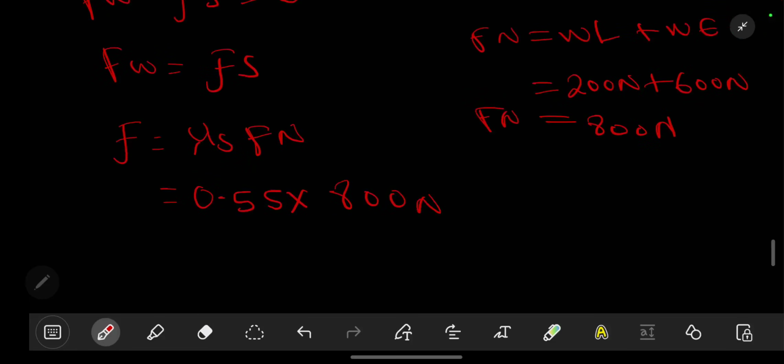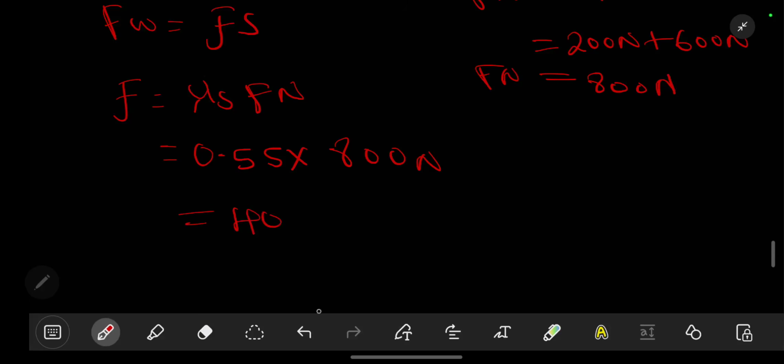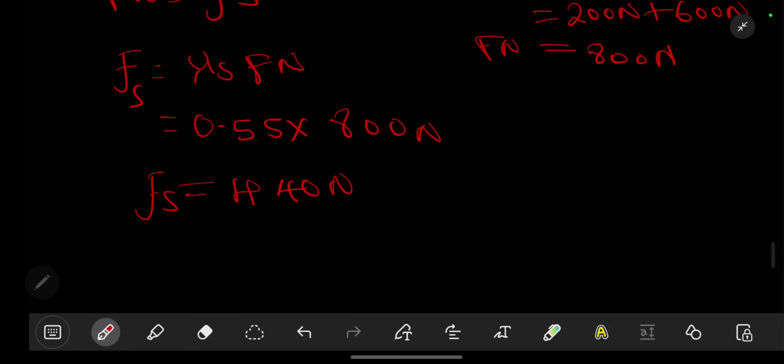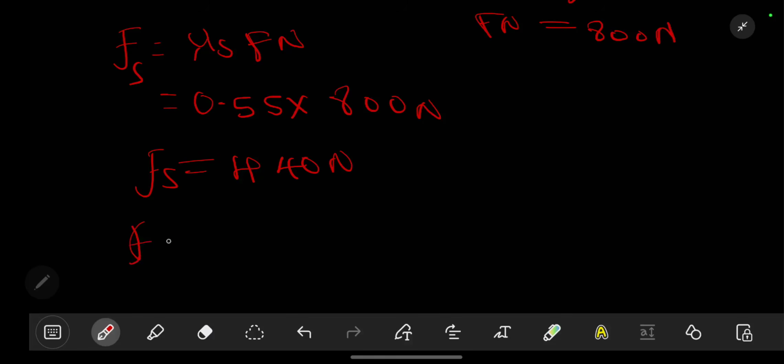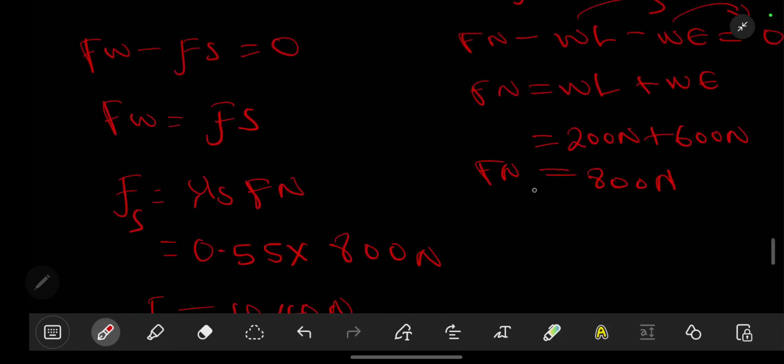So when we do that, 0.55 times 800 is going to give us 440. So we are going to have 440 newtons, like that. So we have our Fs. Now remember, we have said our Fs is equal to the force on the wall, which should be equal to 440 newtons, like that. So after dealing with that, now to find the distance, you go for torques.